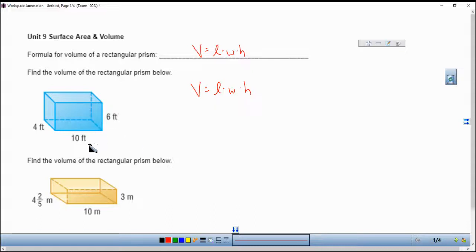I'm going to label these so I know which is which. I'll say 10 is the length, 4 is the width, and 6 is the height. If you label them differently, that's fine. You're still going to get the same answer, due to the commutative property of multiplication. 4 times 6 times 10, you can do it on a calculator. It's going to be 240 feet cubed.